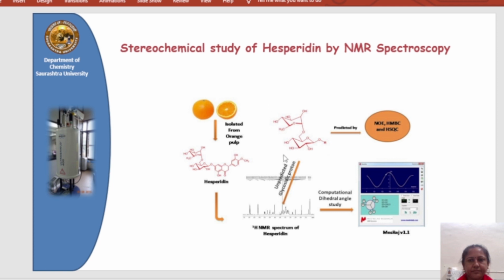pyranose ring system as a substitution of the flavonol ring system, and also possesses one aromatic substitution at the flavonol ring system at the second position. So we find out the dihedral angle between these two aromatic ring systems. No doubt we can find out all the information related to the whole molecule, whether it is axial or equatorial, but we concentrate only on the dihedral angle.